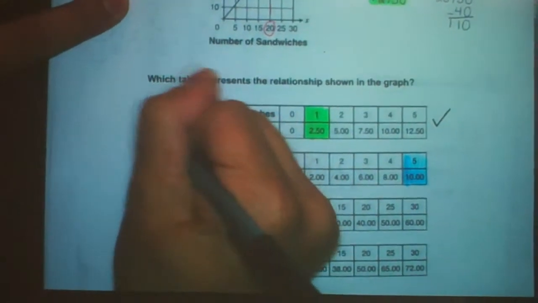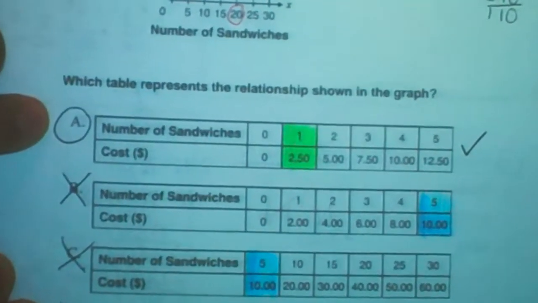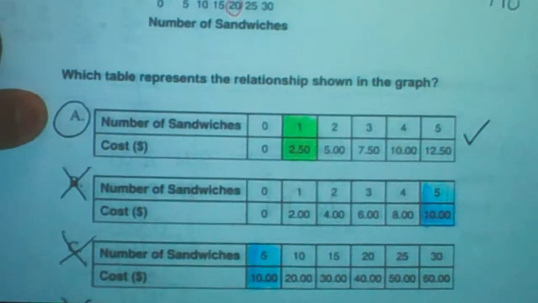The correct answer to this problem, and yes, this is a difficult one, but if you follow the same steps every time, you have to look closely and you will figure out that the answer is A.